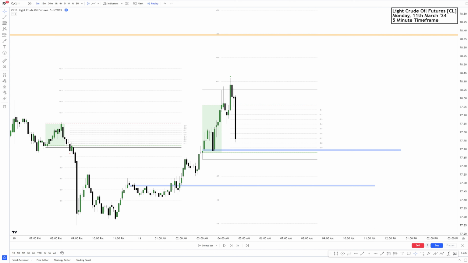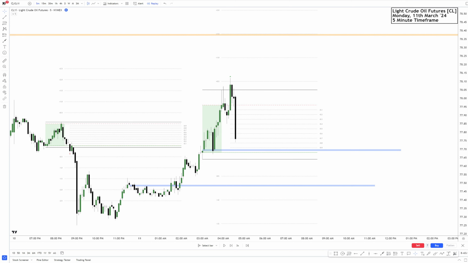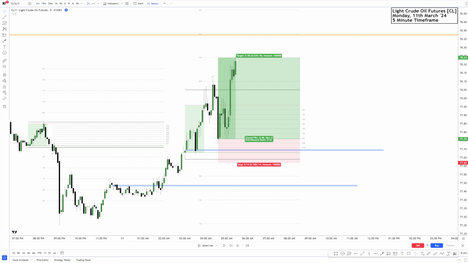Price dropped very aggressively, almost back to the opposite side of the DR. What is catching your eyes? If you think about the retirement setup, you're absolutely correct. This trade is a very high probability one, as we have a green DR box, a long confirmation and no new high ever since the confirmation has happened. The stop goes 2 to 3 ticks below the DR and our target will be the 1 SD level, since it gives us more than 3R. And there you go, target reached.